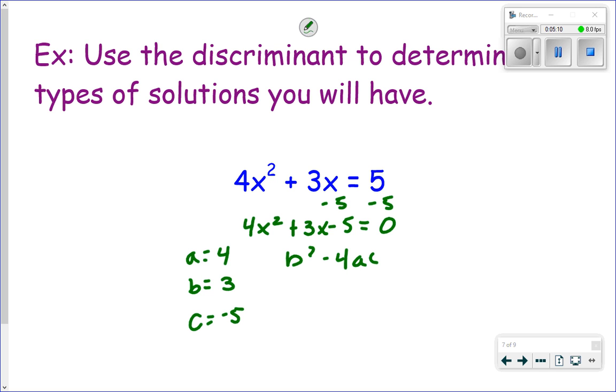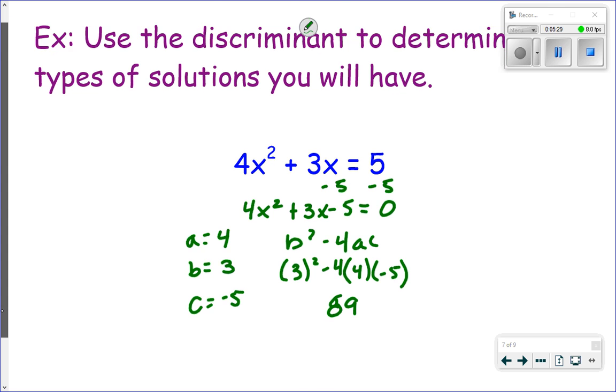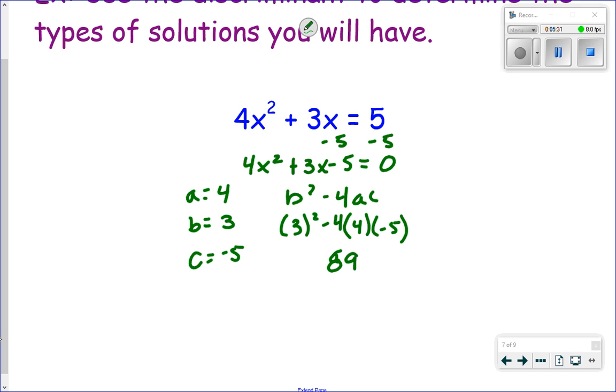And there's my formula again. So I've got 3 squared minus 4 times 4 times negative 5. Carefully plug this into my calculator here. And I got 89. Okay, is 89 bigger than 0, equal to 0, or less than 0? It's bigger than, so that means I have 2 real solutions.